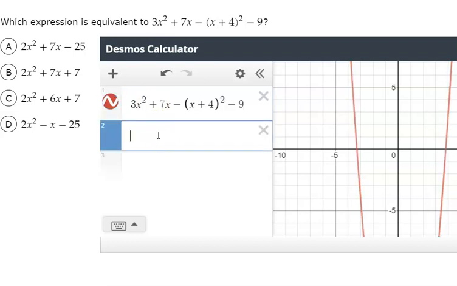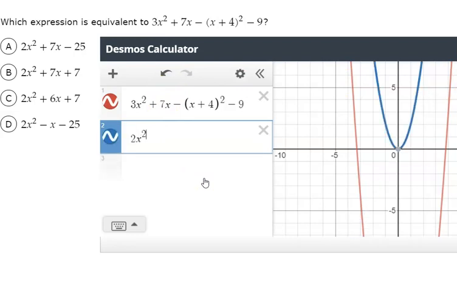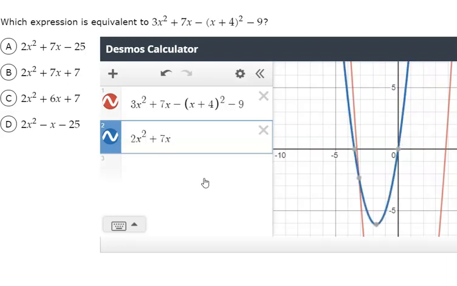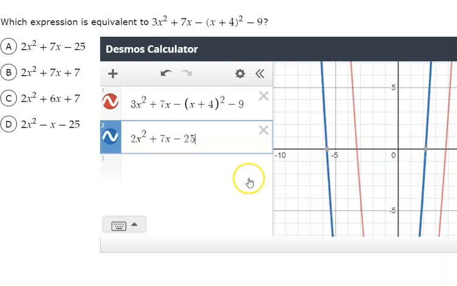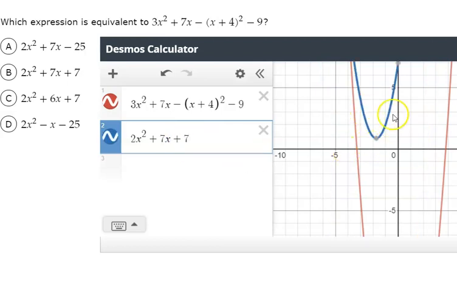Checking your answer, you would type in any of the other answers. So I'm going to do answer choice A, 2x squared plus 7x minus 25. And you will see this blue parabola is different from the red one, so we don't want to use that answer. So the next answer choice is 2x squared plus 7x plus 7. And that answer also does not match the original red parabola.